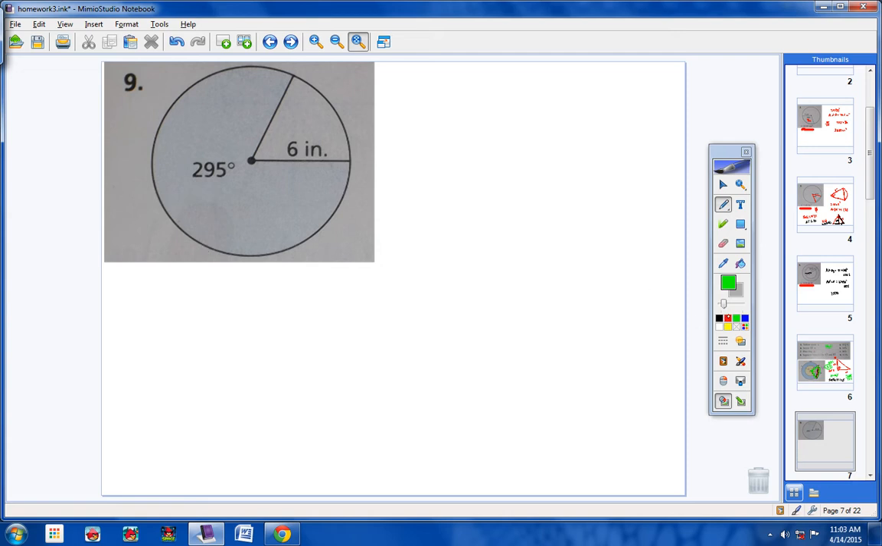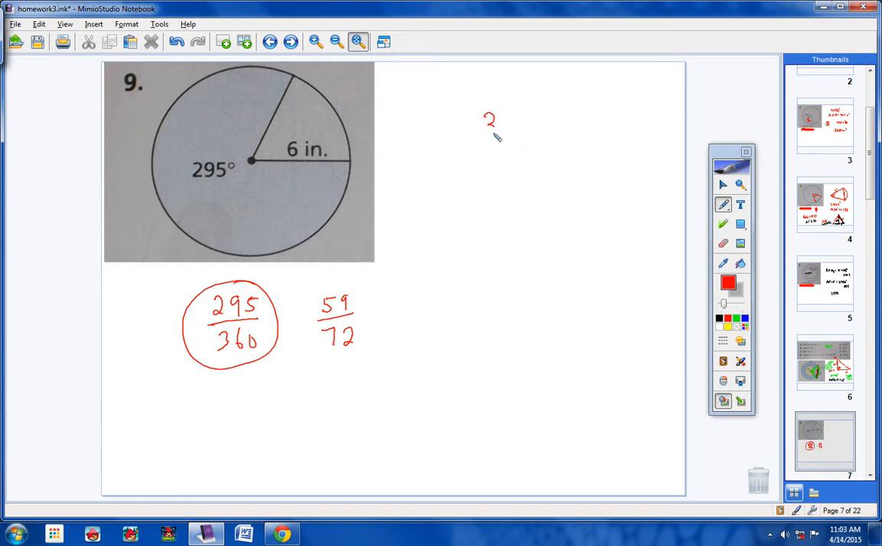This will really be pretty simple, guys. They want us to find this area right here. So first of all, I wonder what fraction that is of the entire circle. 295 over 360. Looks like 59 over 72 if you reduce it. And by the way, you don't have to reduce it. If you want to use that fraction there, you'll get the right answer.